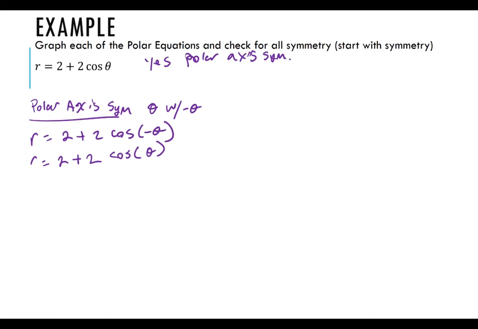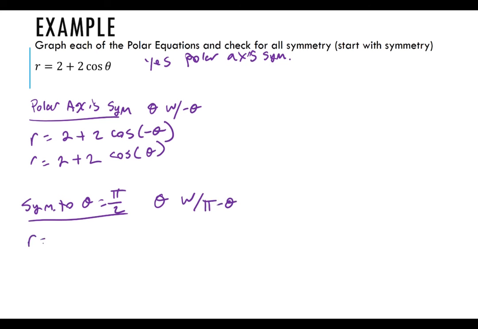Alright, but we should test the other things just to see if we get multiple symmetries, because if by chance you got multiple symmetries, maybe you could save time. So let's test for symmetry to the line theta equals pi halves. What are we going to do with this one? We're going to replace theta with pi minus theta.